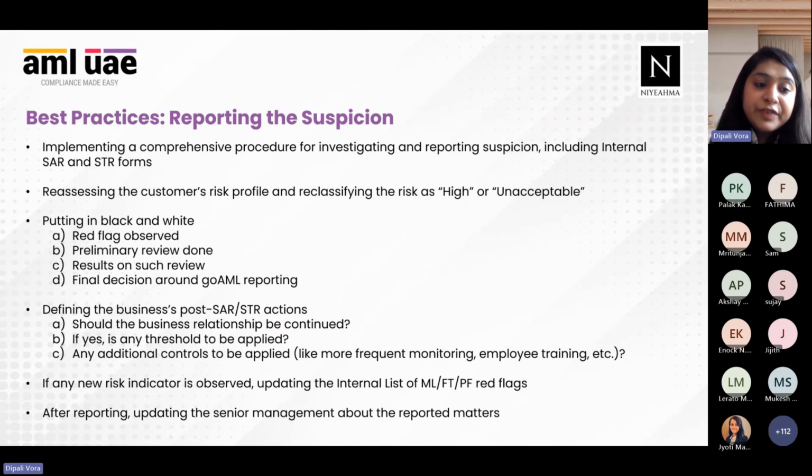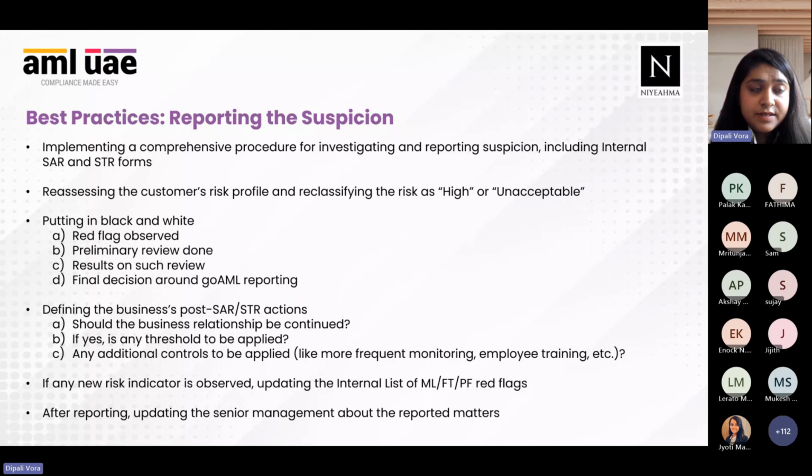What could be done after SAR STR is already filed? For example, if we have filed something, what is the approach that a company should have? Should the business be continued? If yes, what is the threshold, that we will only work with them for products or services amounting to X amount? If there are any additional controls that we need to take, like, for example, if it's a high risk customer that we are dealing with, how frequently are we going to monitor them? 3 months, 4 months? Are we going to keep a cap on the transactions? Are we going to monitor the transactions? How are they completing the transactions? Are we going to put some check on that?